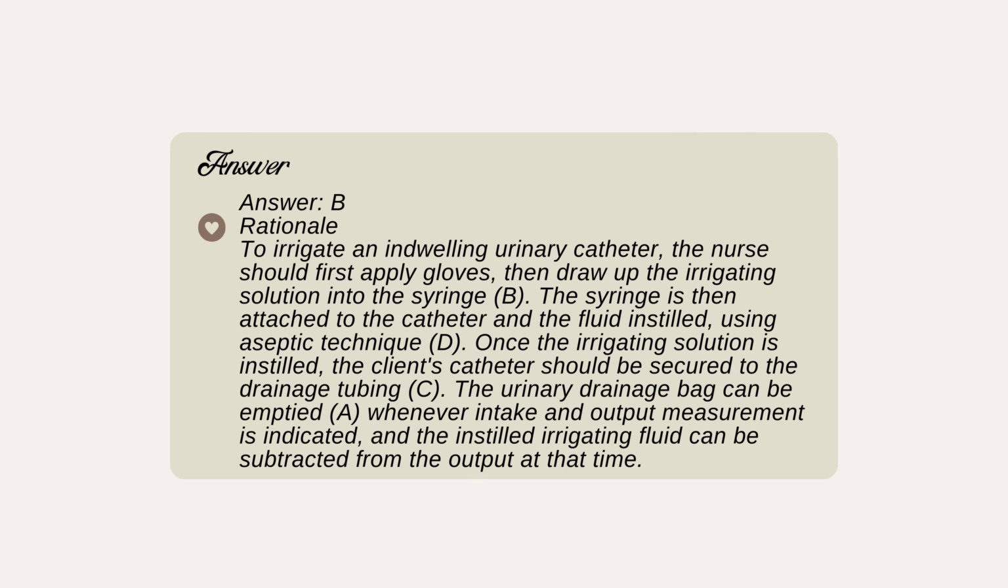Answer. B. Rationale. To irrigate an indwelling urinary catheter, the nurse should first apply gloves, then draw up the irrigating solution into the syringe, B. The syringe is then attached to the catheter and the fluid instilled, using aseptic technique, D. Once the irrigating solution is instilled, the client's catheter should be secured to the drainage tubing, C. The urinary drainage bag can be emptied, A, whenever intake and output measurement is indicated, and the instilled irrigating fluid can be subtracted from the output at that time.